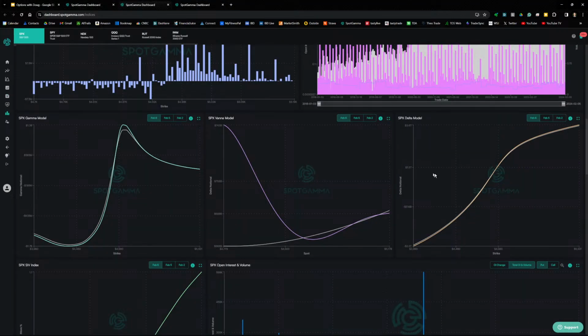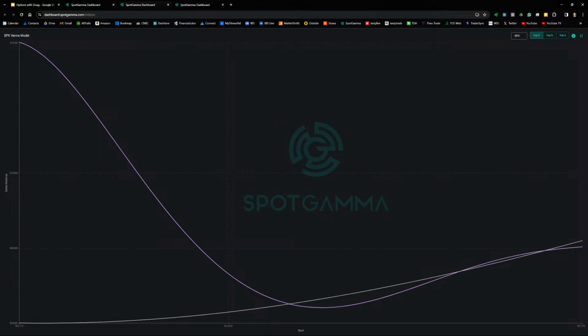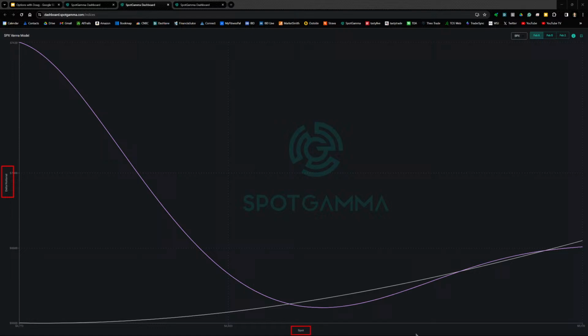This is for SPX. I'm going to start with the Vanna model. What this chart is showing is market makers delta notional on the vertical axis, price for SPX on the horizontal axis. There are two curves on this chart. The light gray curve shows how market makers delta notional may change with changes in price only, and the purple curve, that's what we want to take a look at, shows how market makers delta notional may change with changes in price and implied volatility. And that change in delta with a change in implied volatility is the Vanna effect, hence the name of this chart. All right, so the purple curve is the one that we want to take a look at.